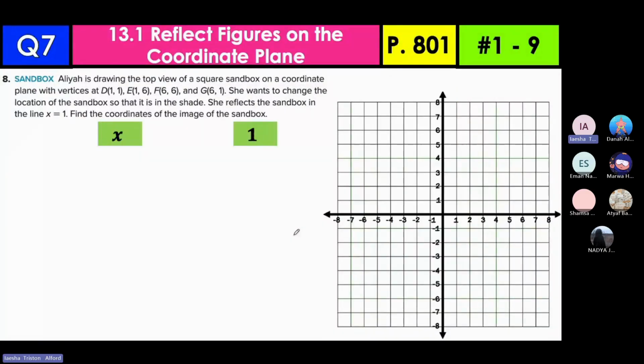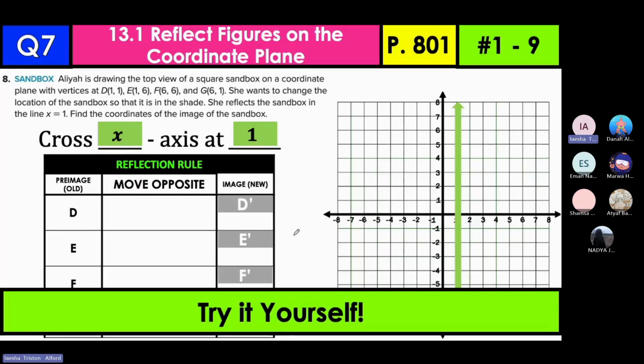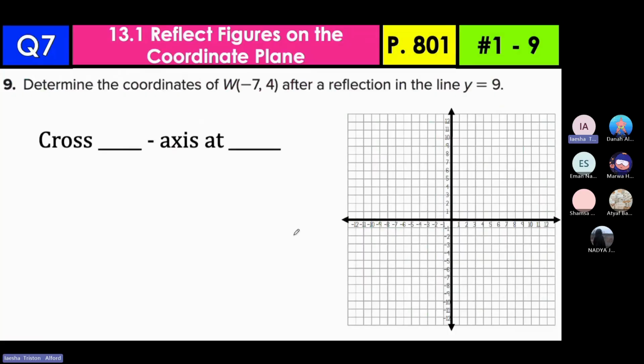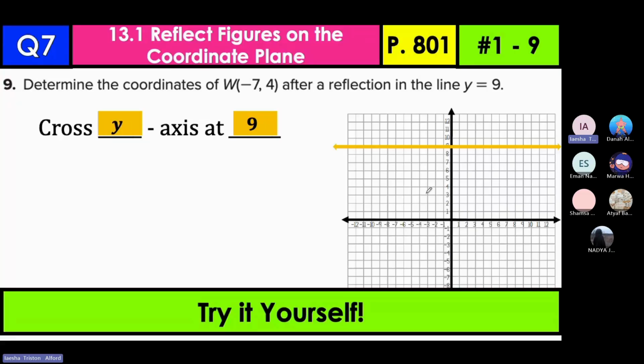Same with number 8. You're going to cross the x-axis at +1. You have 4 points this time. See if you can figure out the correct coordinates for the image, the new one. Okay, so try this one yourself. Number 9, also cross the y-axis at +9. So this graph, I had to change it. It's not the same as the one in the workbook because I didn't know the graph was too small. But I think you can do it, so try that one yourself.